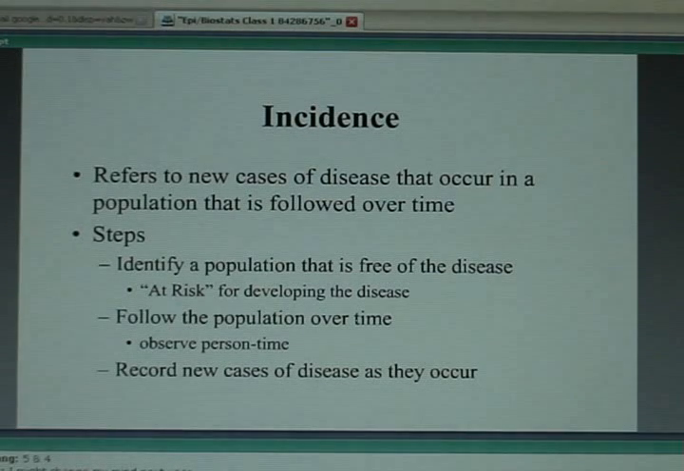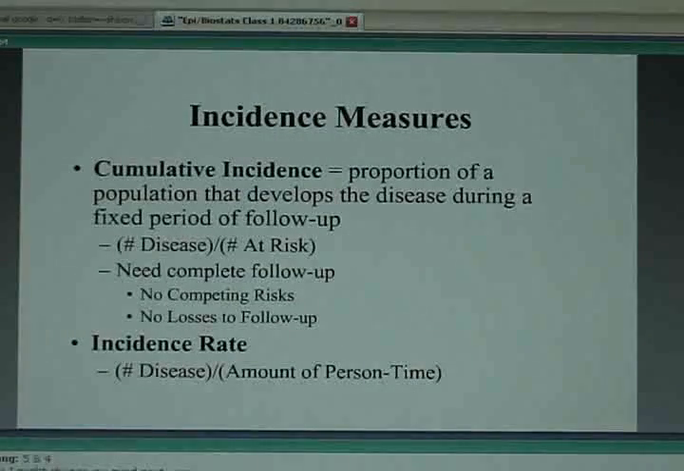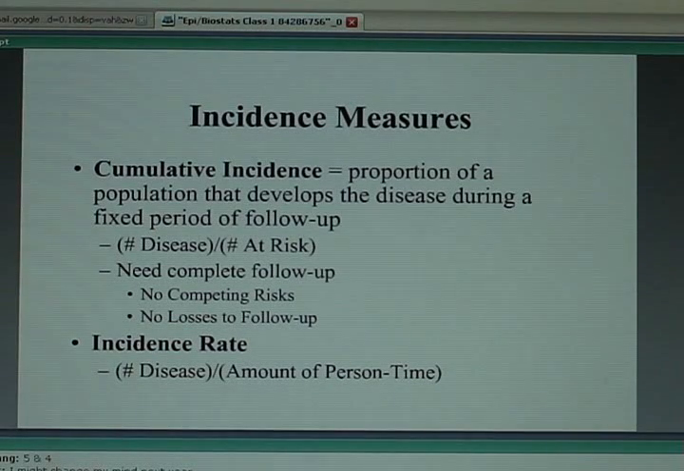You have to have complete follow-up on each person, meaning you have to be able to say that each person either developed the disease or they didn't develop the disease, and everyone was followed for the same amount of time. And the problems we worry about are things called competing risks and losses to follow-up.